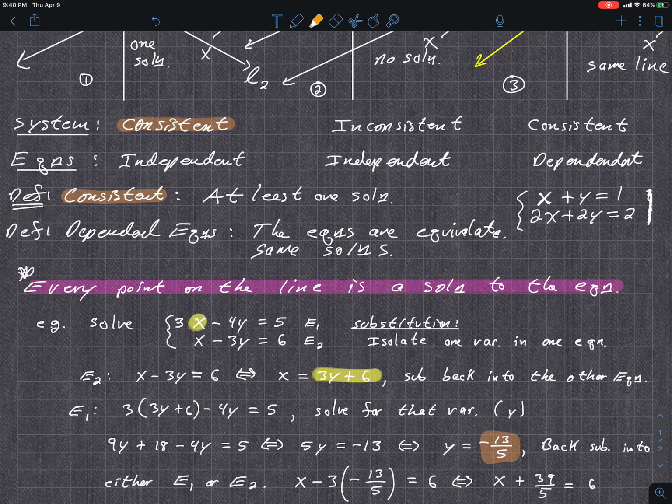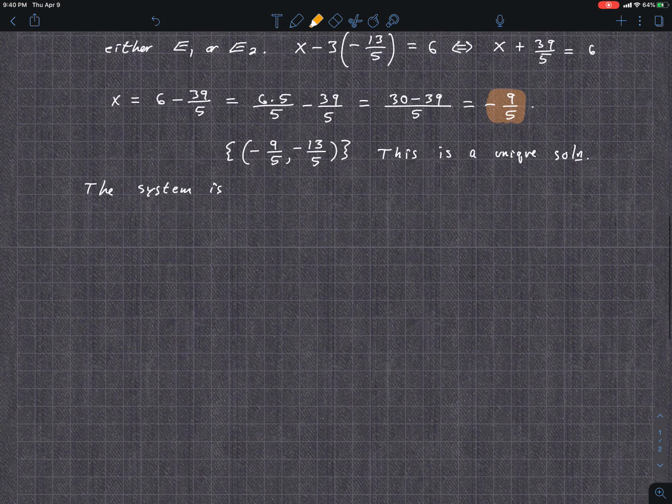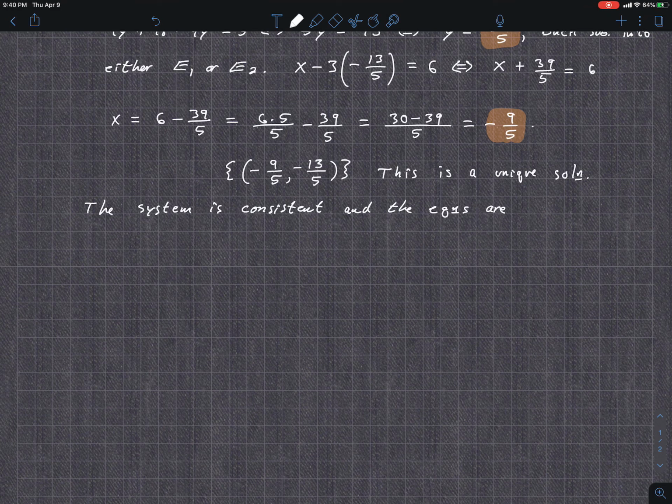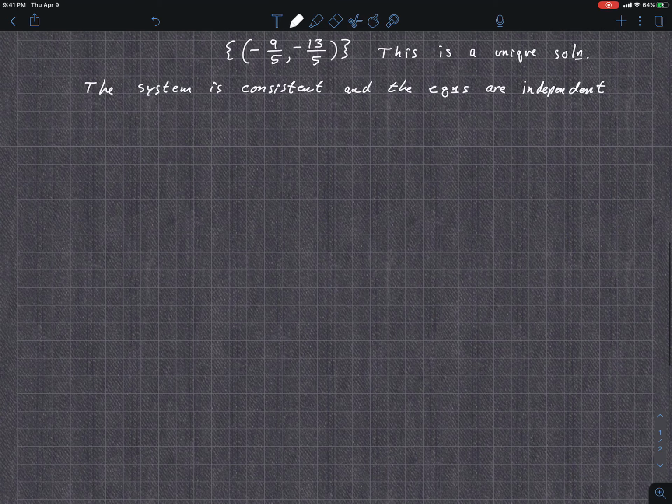We say the system is, and then is it consistent or inconsistent? A system is consistent if it has at least one solution. So does this have a solution? Yes. So the system is consistent, and the equations, are they dependent or independent? Do they have the same solutions? No, they're not the same solutions. We'll get to that later. That's only when you have the same line or an infinite number of solutions. We'll talk about that a bit later. The system is consistent and the equations are independent. So the book will ask some of those questions you may want to take a look at.